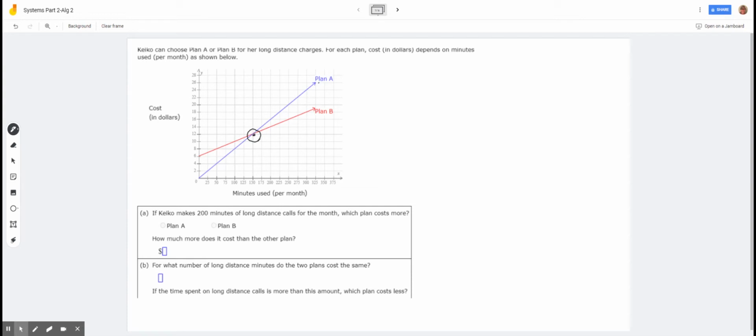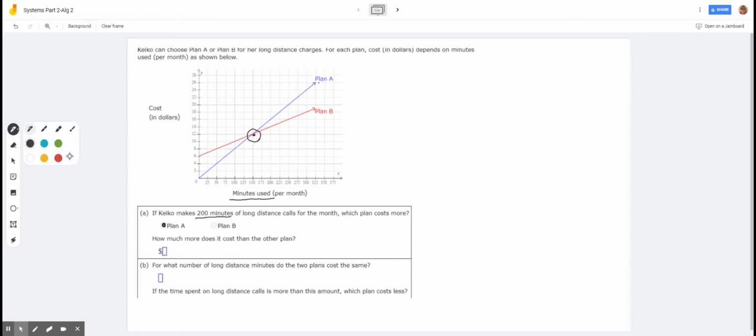So it says Keiko can choose plan A or B for her long distance charges. For each plan, cost in dollars depends on the minutes used per month as shown. Just taking a look at these graphs, notice this one just starts at zero. You have no upfront costs, you just get charged per minute. This one, you pay $6 upfront, and then you pay per minute. If Keiko makes 200 minutes of long distance calls for the month, which plan costs more? They're just asking you to reference the graph. 200 minutes is right here. Plan A costs more.